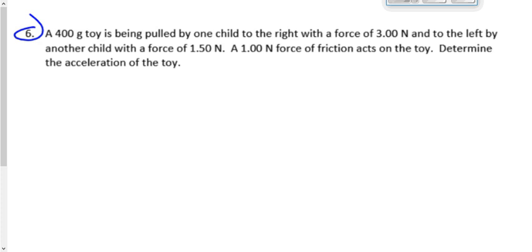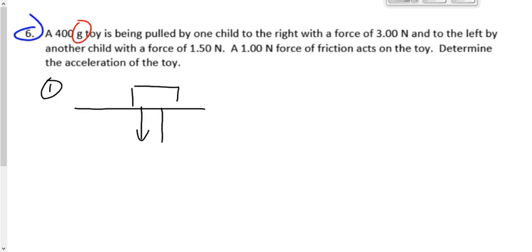400-gram toy. Listen, we don't want to be in grams, we want to be in kilograms, so I don't want to forget to do that, so I'll circle it. It's being pulled by one child to the right, being pulled by another child to the left, and there's friction. There's three forces here. Step number one, draw a free body diagram. Gravity acts down, normal force acts up, they cancel. Done there. Now, let's say F1.